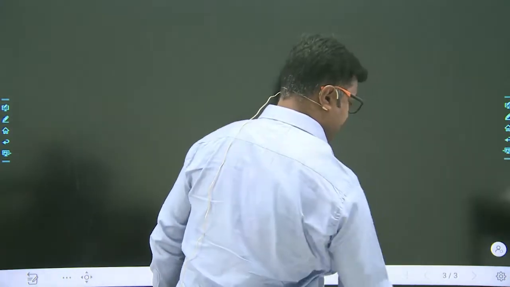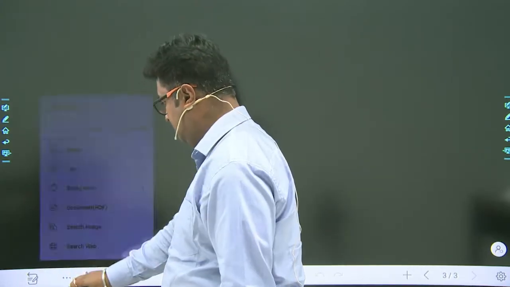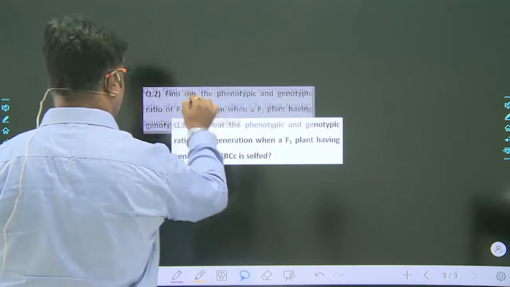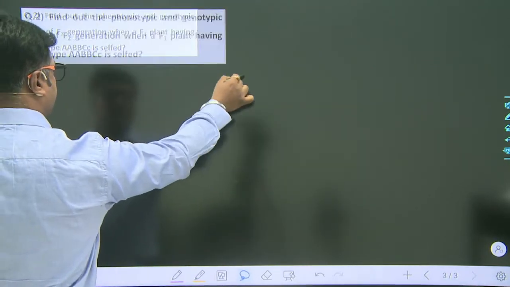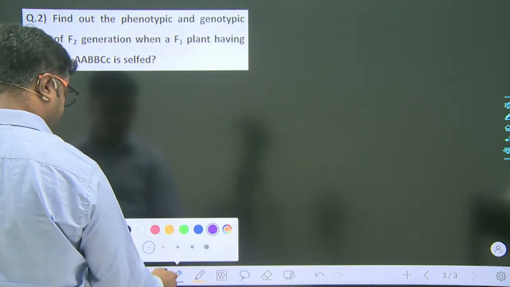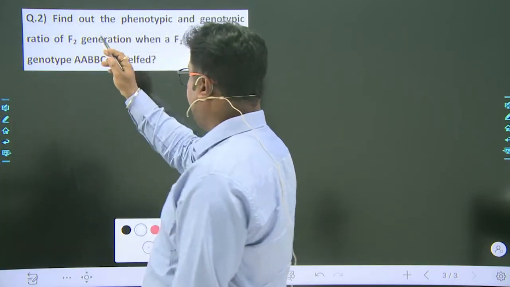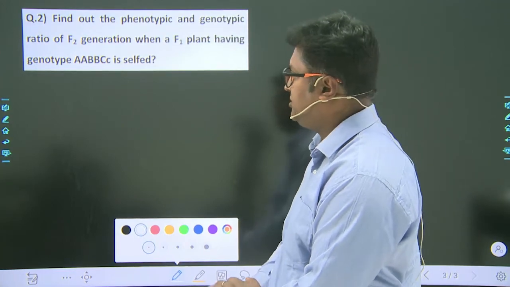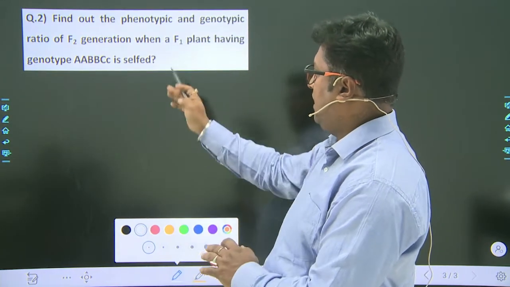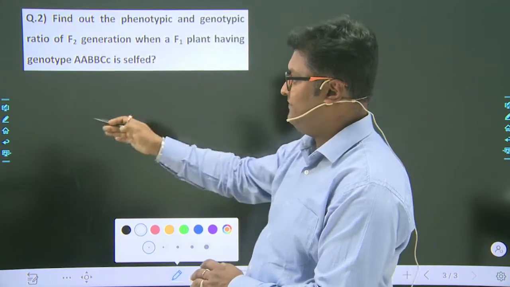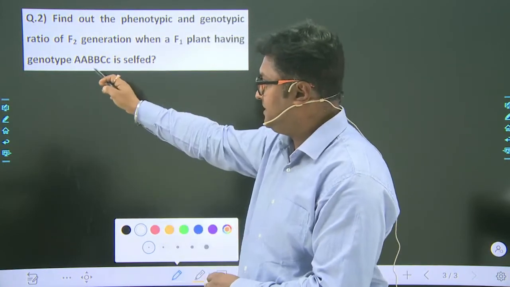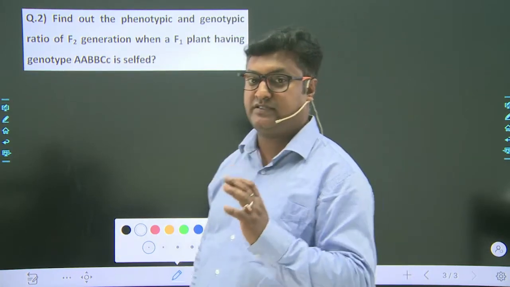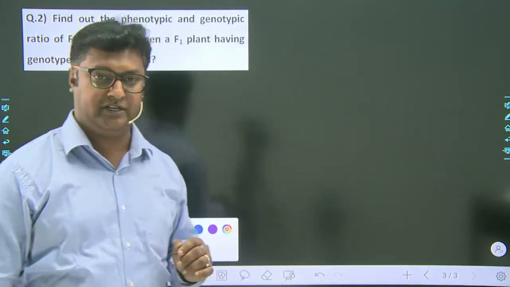Now taking the next question, question number 2. First read the question. Find out the phenotypic and genotypic ratio of the F2 generation when an F1 plant having genotype capital A, capital A, capital B and capital C, small c is self-pollinated.